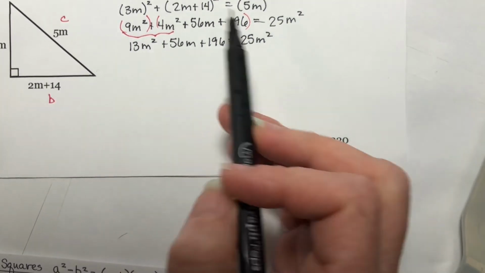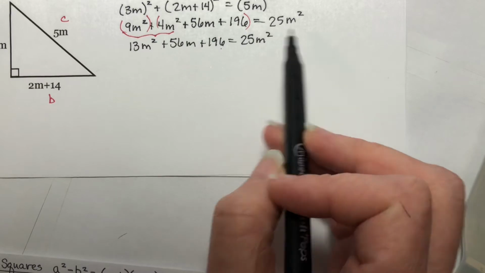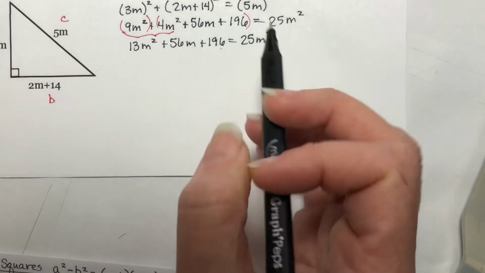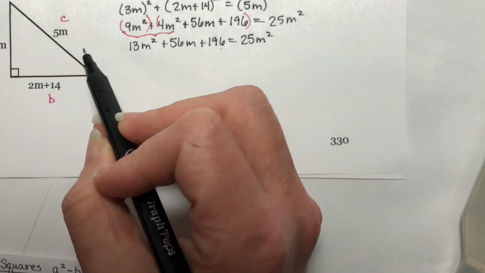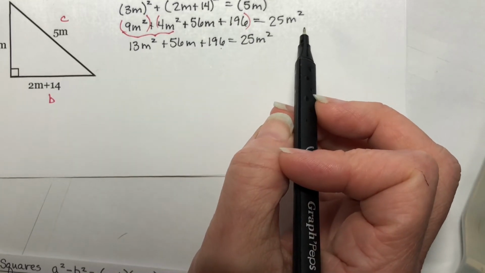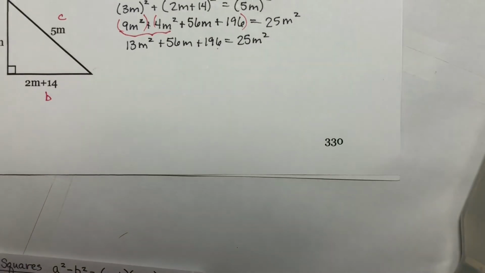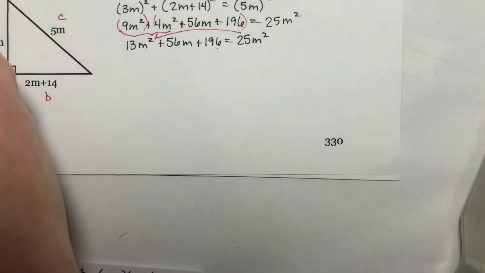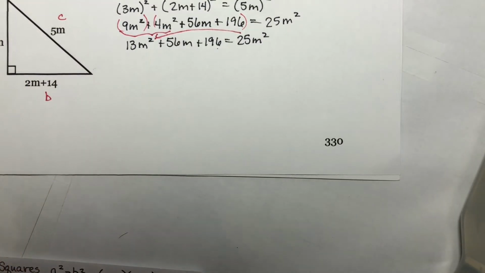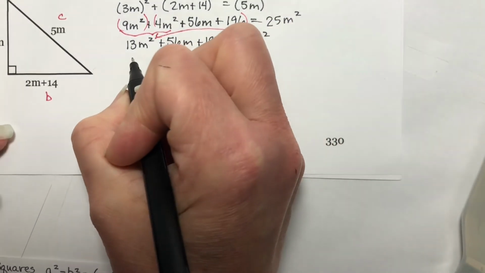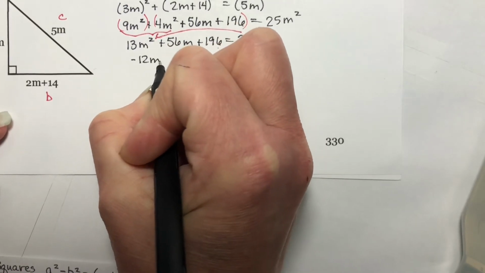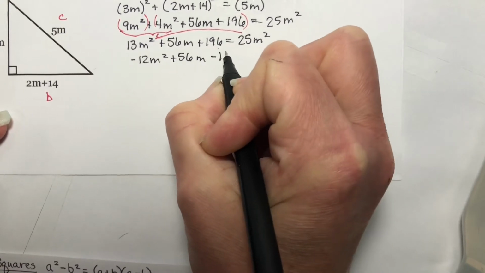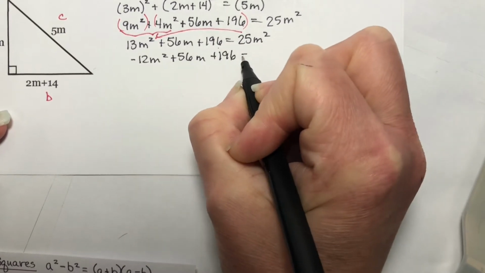I can subtract all of this over to this side, because if I subtract the 13 from the 25, I'm still going to have a positive number. Or I can subtract 25 from over here and then multiply everything by a -1. Okay, so let's do it that way, because I rarely do it that way. So let's move this over here. 13 minus 25 is -12. So this is, well, -12m squared plus 56m minus 196 plus 196 is equal to 0.